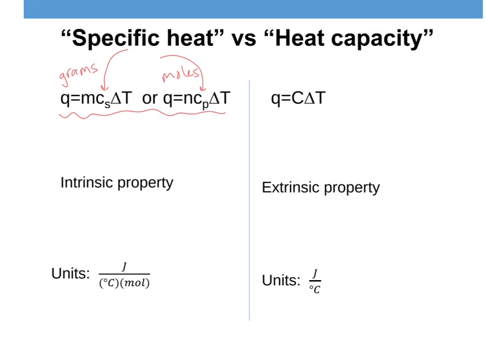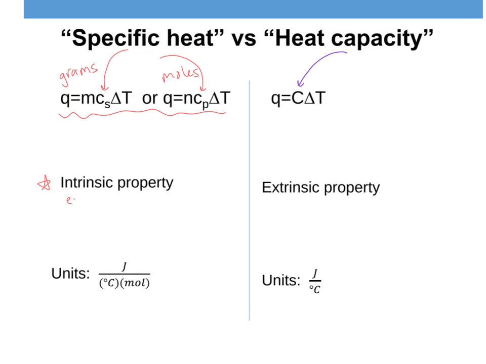Now that's versus the heat capacity here, which again is this capital C. Both of these equations function the same. The difference is, are you going to use specific heat or heat capacity? Specific heat is an intrinsic property, and you may remember what this is from first chapter Gen Chem or high school chem. An intrinsic property is a property of something that doesn't depend on the amount of something.